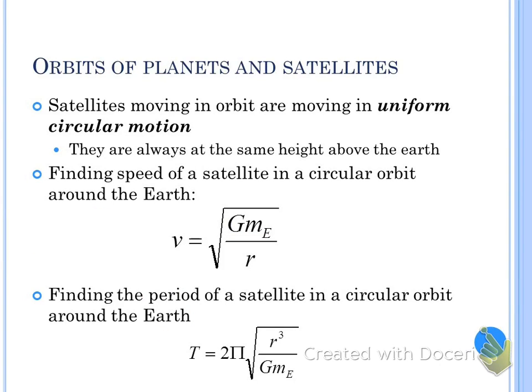So this first equation was for velocity. The second equation is to find the period of a satellite in circular orbit. Remember, period is the time it takes for one orbit around. So for this T, we take 2 pi and multiply it by the square root of r cubed over big G times the mass of the Earth. When we're solving for T in this equation, our value should come out in seconds. Okay? So let's go ahead and try some.